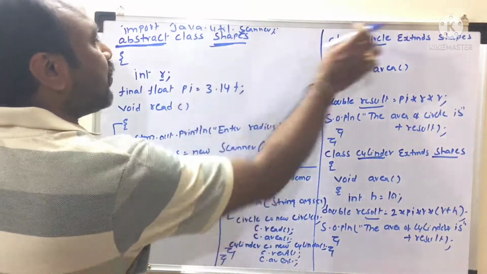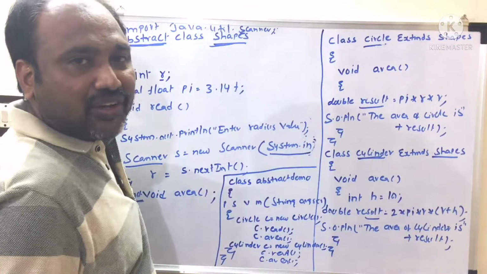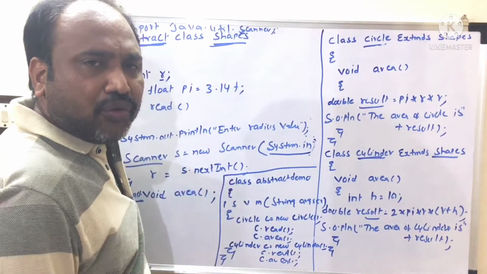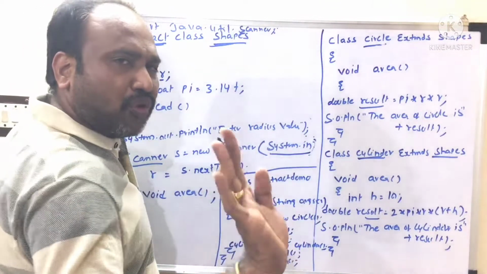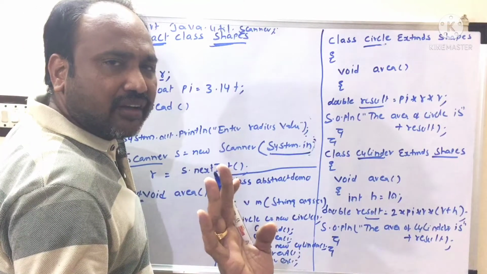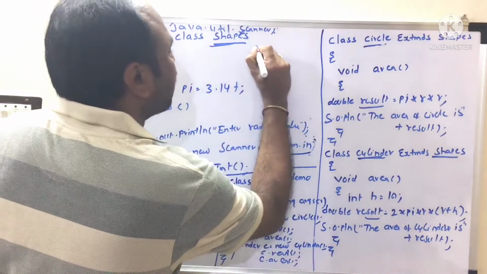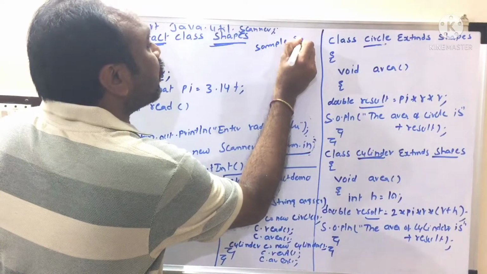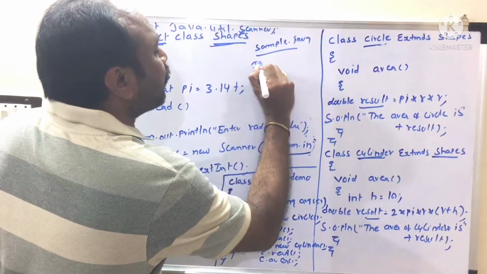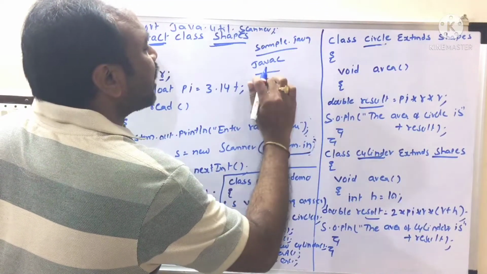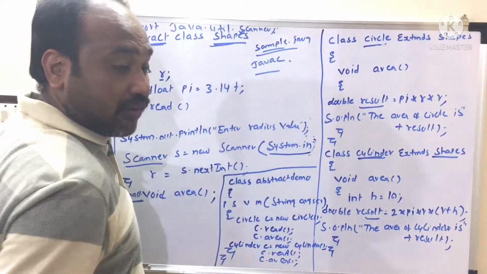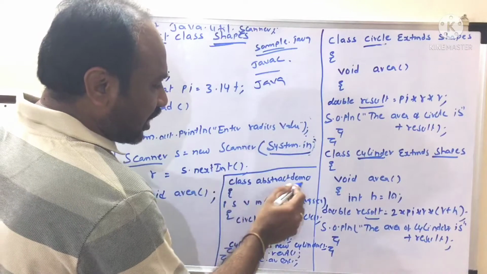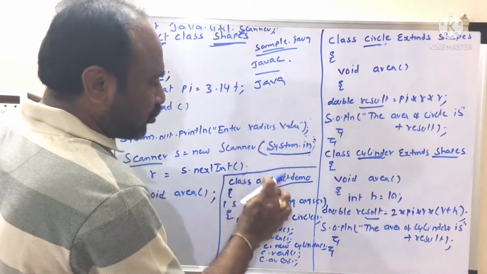Now most of you may get a doubt. Sir, in this program I have more than one class. How do I save this program? Most of you will say to save the program as the class name, but there is no need to save like that. You can use any name. For example, I am going to use sample.java. When compiling this program using javac, use javac sample.java. But while running the program with java, use the main class name, AbstractDemo.